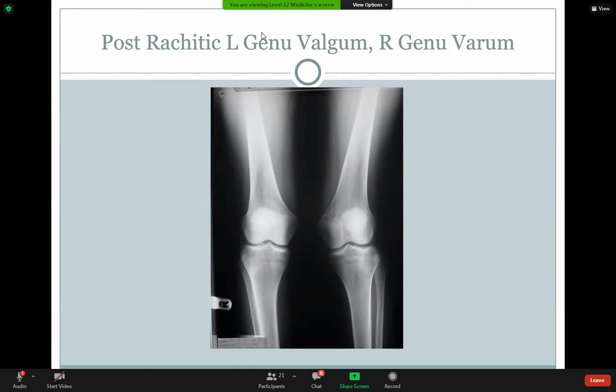So this is a patient who had rickets as a child and has residual deformity. In the right knee, they have a Genu Varum. So you can see the proximal tibia is curved with the tibia pointing now towards the middle of the body. So this is Genu Varum. And the left knee is the opposite. The knee is in valgus. So varus on one side and valgus on the other side.